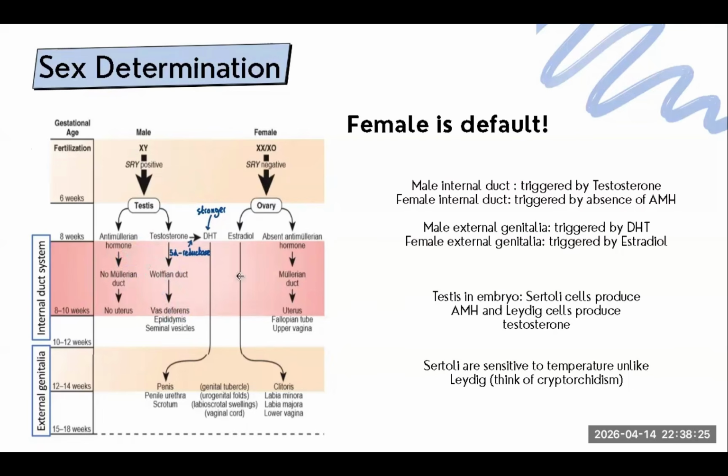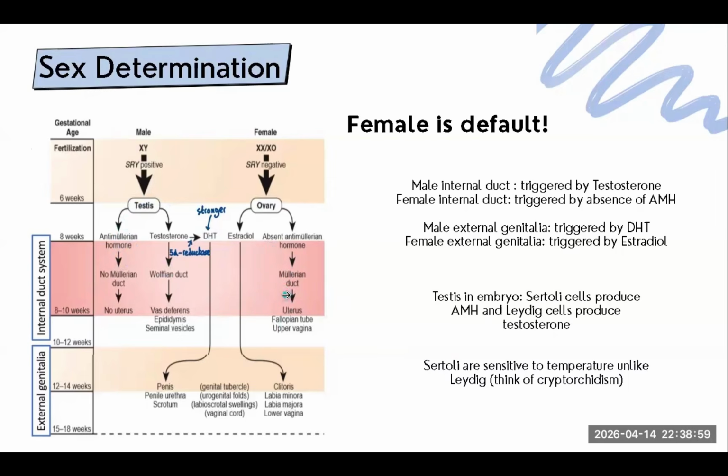Okay. And lastly, Sertoli cells are sensitive to temperature, unlike Leydig cells. And this is clinically relevant in the context of cryptorchidism. Think about it. If the testes do not descend, Sertoli cells would be affected by the high temperature, and Sertoli cells would not produce anti-Mullerian hormone. Okay? So there would be absence of anti-Mullerian hormone, and we would have development of the female internal duct system.